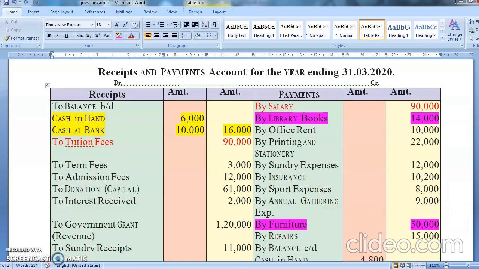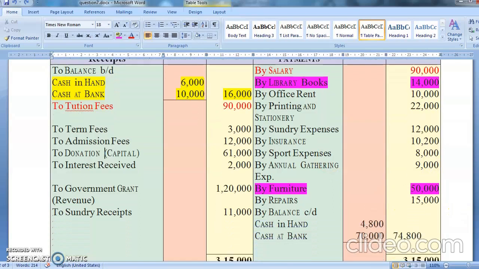I always tell you, when you have a receipt and payment account, you have to decide whether it is a revenue or it is a capital. So see, the donation they have directly given you is a capital and nothing else. For government grant also they have written revenue. So except donation and cash in hand and cash at bank, all the items are revenue items.